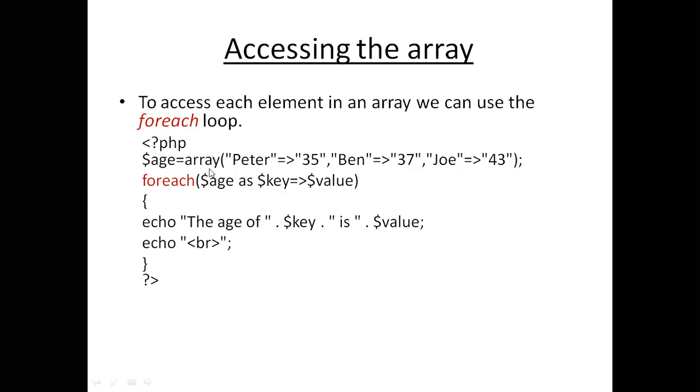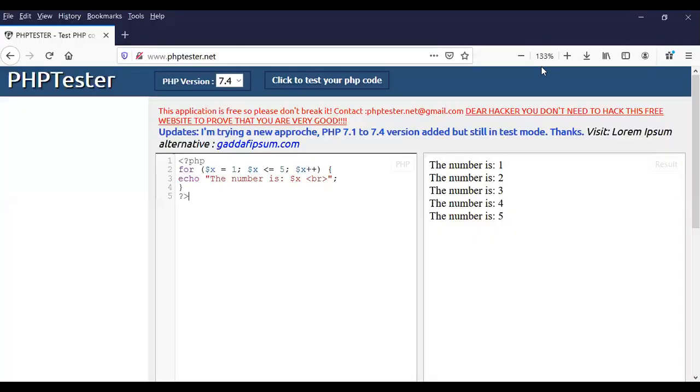Okay, let's go to the compiler and run. So this is the for loop here. For loop, the value will start from 1 and go while less than or equal to 5, with an increment of 1. So the output will be the number is 1, 2, 3, 4, 5. Okay, so this is using the for loop.